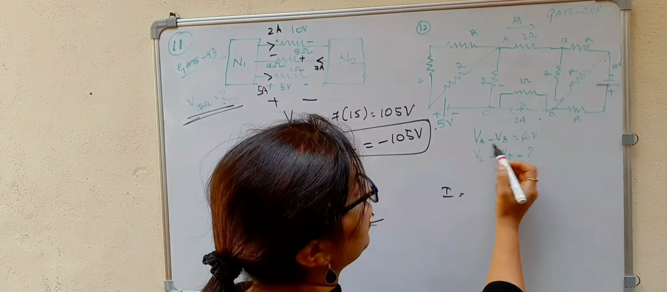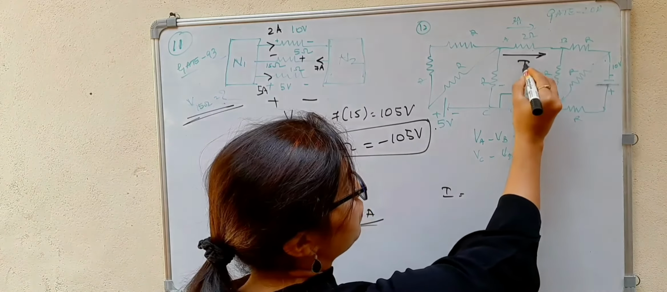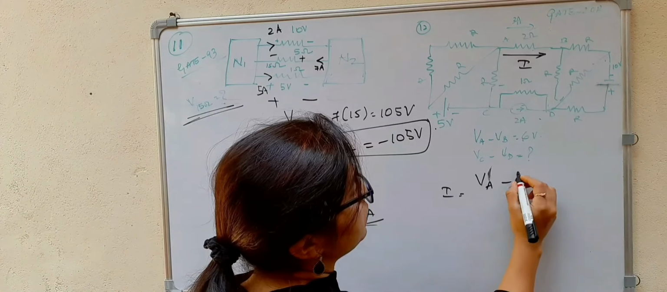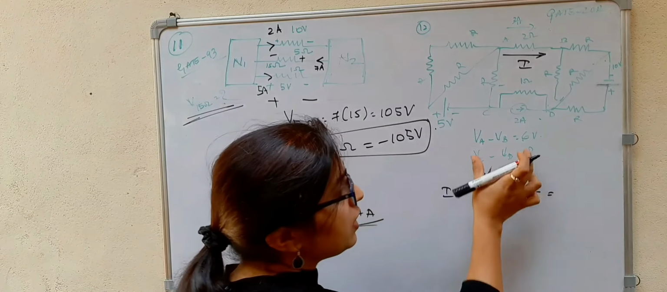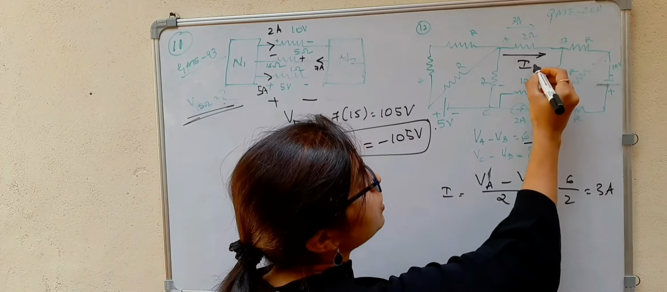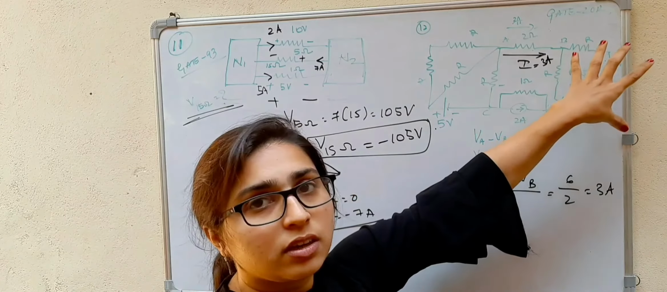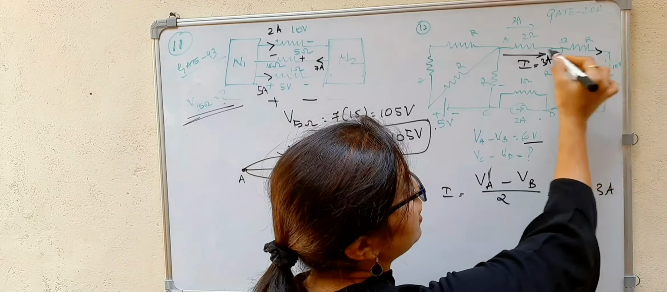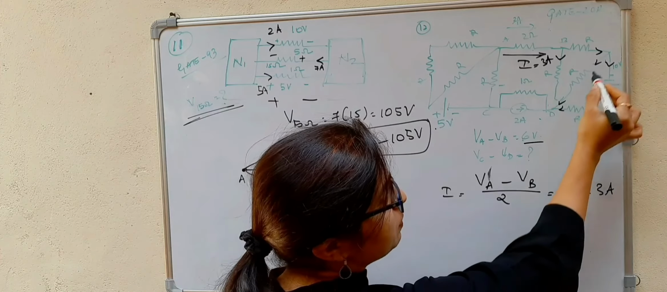They have given VA minus VB equal to 6 volts. Now if I consider the current flowing through the 2 ohm resistor as I, then I is equal to VA minus VB divided by R, whose value is 2 ohm. VA minus VB is given, that is 6 divided by 2, so 3 ampere. So I is equal to 3 ampere. Now see, the current entering this network and the current leaving that network should be the same, because this current divides here and then comes and meets again at this particular point.